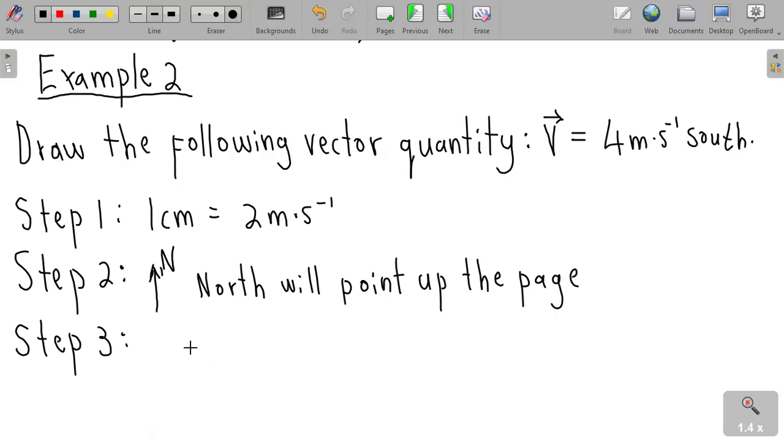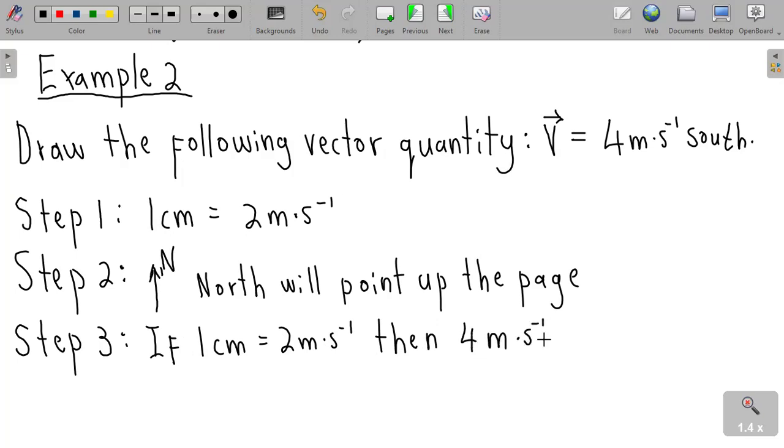So if 1 centimeter equals 2 meters per second, then 4 meters per second will be how much? Remember what I said we do the last time? We say this divided by that. It's 4 divided by 2, which gives us 2 centimeters. And then step 4.